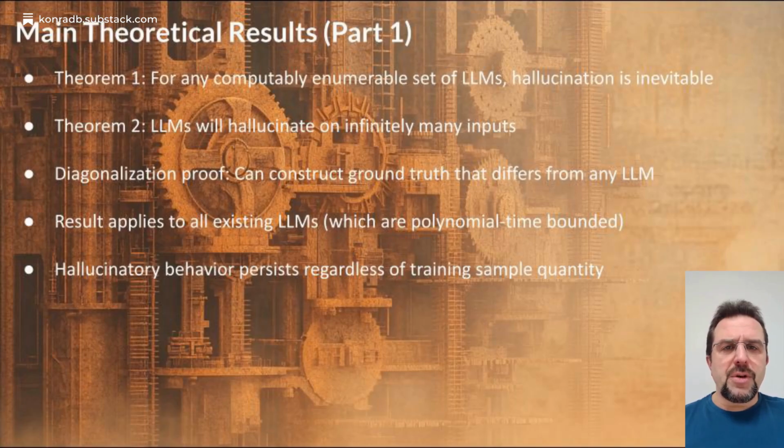The authors prove that for any computably enumerable set of LLMs, there exists a computable ground truth function that causes all LLM states to hallucinate. The proof uses a diagonalization argument to construct a ground truth function that explicitly contradicts any given LLM on specific inputs. Even more strongly, they show LLMs will hallucinate on infinitely many inputs, not just a few edge cases. This result applies to all real-world LLMs, which are bounded by polynomial time complexity.